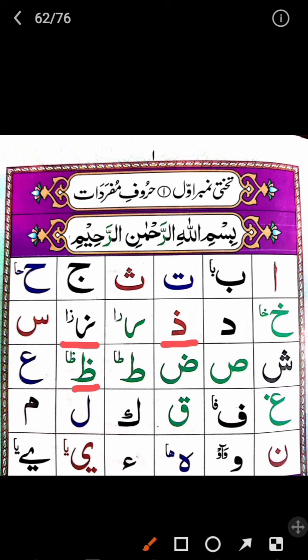إذا زلزلت الأرض زلزالها. So do not read za instead of the letter dal.